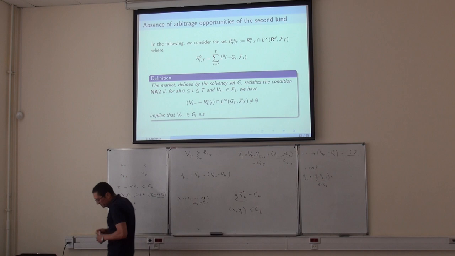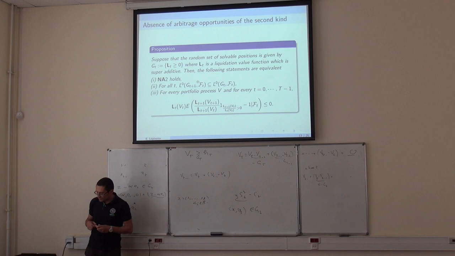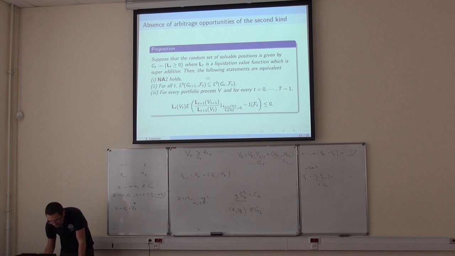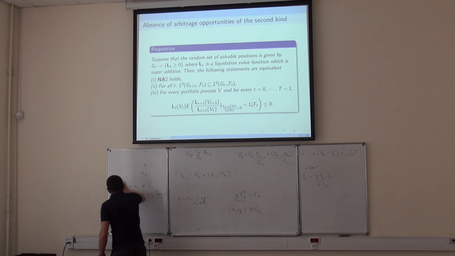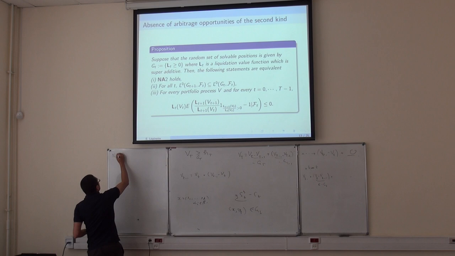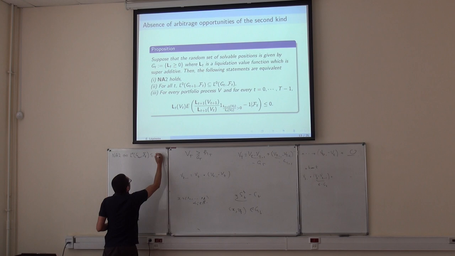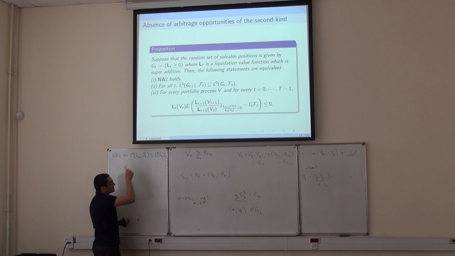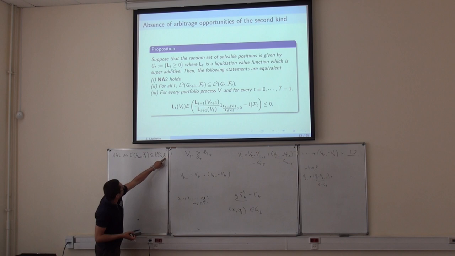And then we can actually give a characterization of absence of arbitrage opportunities of the second kind. And we get, in particular, an equivalent condition which is the same as the one we get for the Kabanov model. That is this famous condition: NA2 is equivalent to L0 of G_t, F_t, which I need to precise, is included in L0 of G_{t+1}, F_t. Here, this set is the set of all F_t measurable vector-valued random variables whose values belong to the random set G_{t+1}. Okay? So the measurability is indicated here. This is the singular set, that is the set of all F_t measurable random variables whose values belong to G_t.